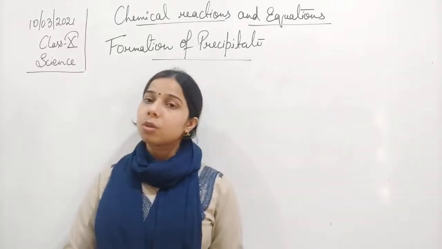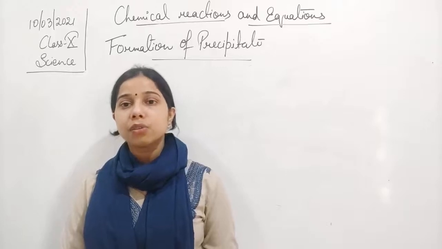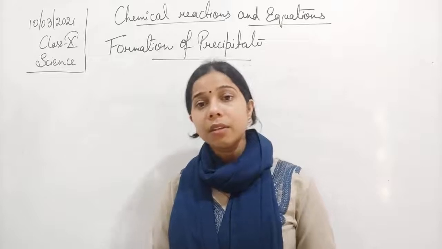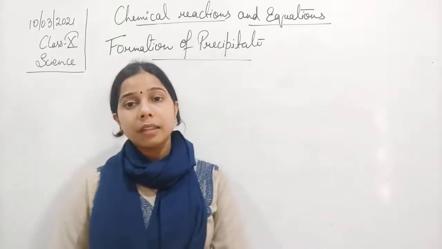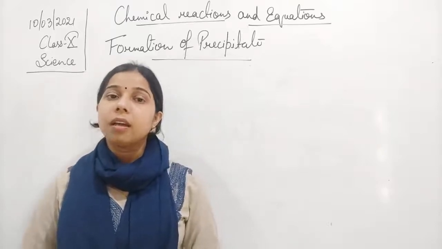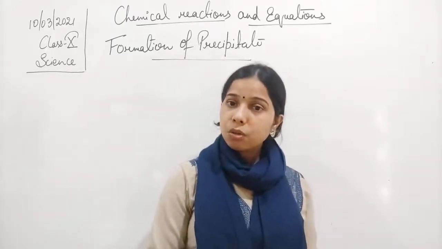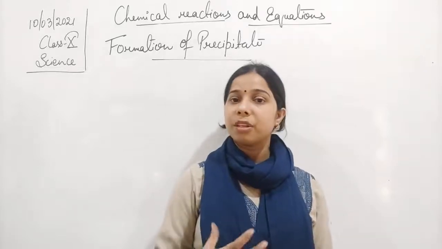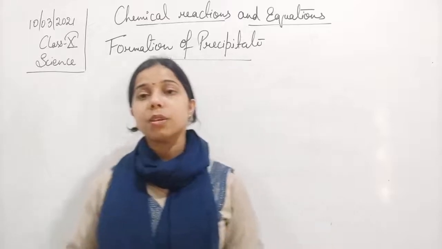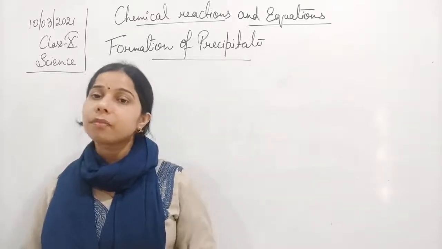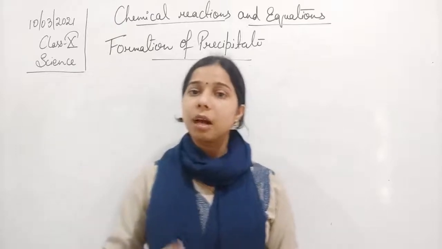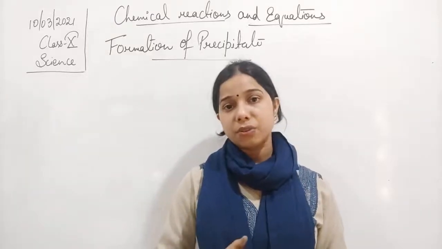You see students, if we talk about the chemical reaction characteristics, the first characteristic is the evolution of gas. Second one, formation of precipitate. Then change in the color also, if the color changes. Then change in the temperature also, if the temperature becomes low or becomes high after the reaction, that also comes into the chemical reaction. And finally, change in the state also. All these things come under the chemical reaction.